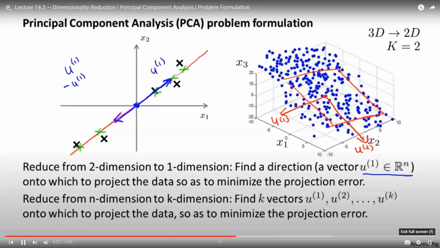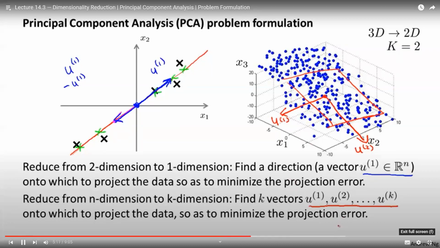For those of you that are familiar with linear algebra, for those of you that are really experts in linear algebra, the formal definition of this is that we're going to find a set of vectors, U1, U2, maybe up to UK, and what we're going to do is project the data onto the linear subspace spanned by this set of k vectors.